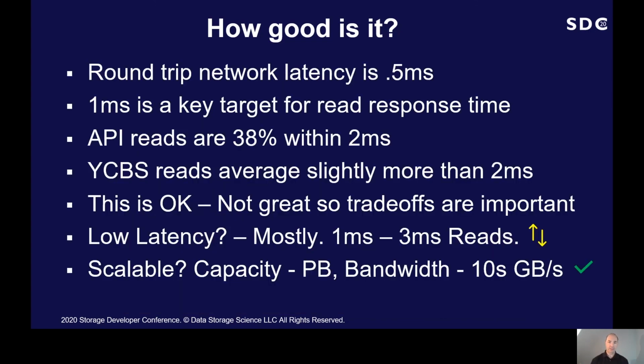So here's sort of the conclusions of how good it is. I think, like I said, the round trip network latency is 0.5 millisecond. So that's the low bound for any request in this system. When looking at the literature, it looks like 1 millisecond is a key target for read response time, and I'm not quite reaching that. API reads are only about 40% within 2 milliseconds. YCSB average is slightly over 2 milliseconds for the read workload components of those workloads that I chose. So this is okay, but not great.